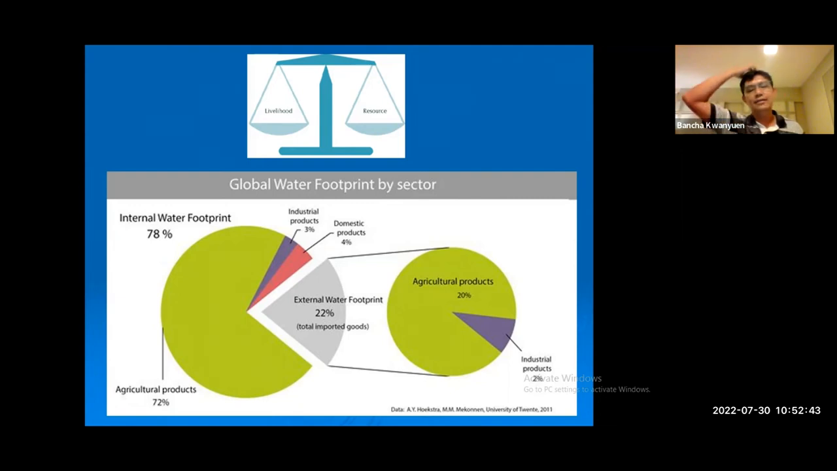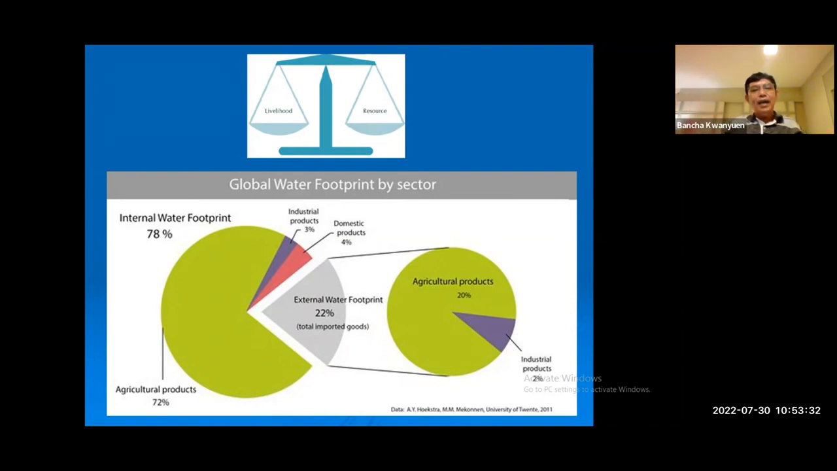And of course, if we connect this to the water footprint, you can see clearly at the global level, on the left, the internal water footprint is 78% of the world's total, and 72% of it is consumed for agricultural products, only 3% for industrial, and only 4% for domestic supply. Another 22% is the external water footprint, maybe 20% for agriculture and 2% for industry.